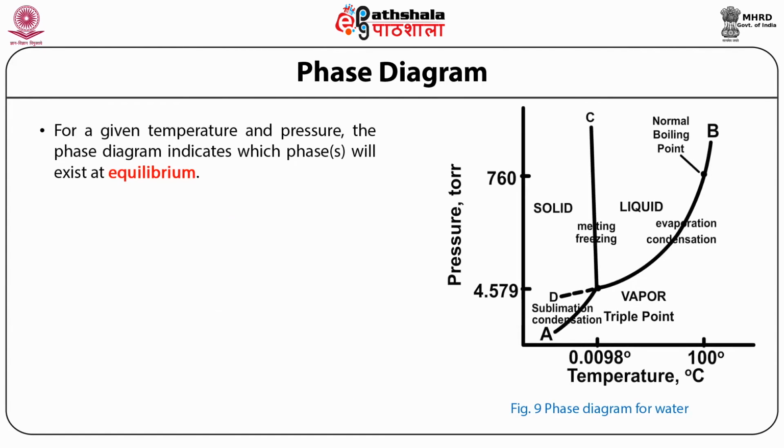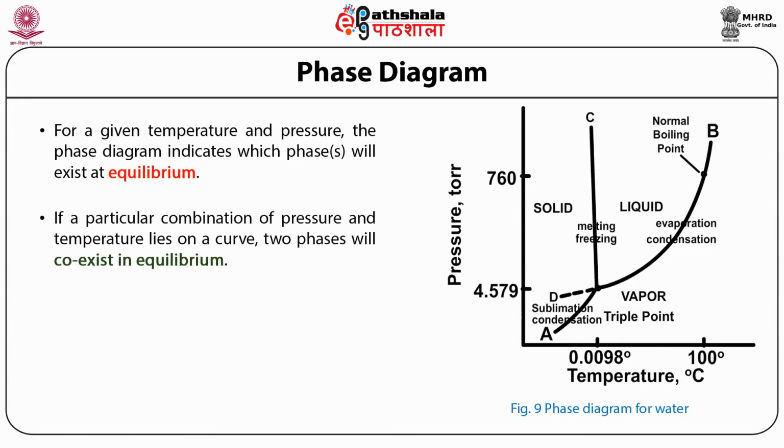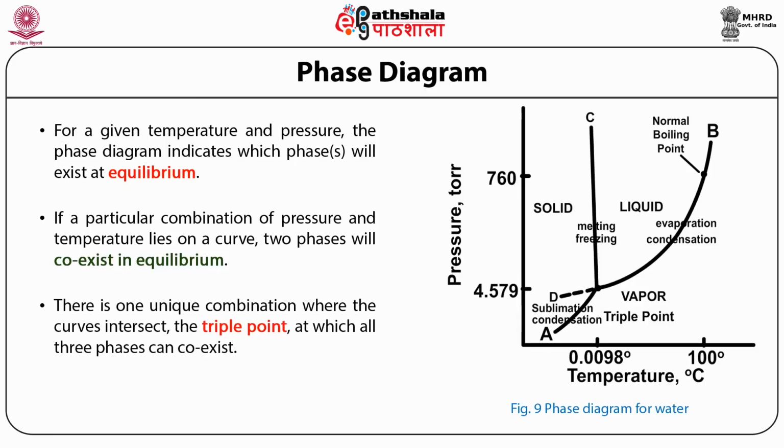For a given temperature and pressure, the phase diagram indicates which phase will exist at equilibrium. If a particular combination of pressure and temperature lies on a curve, two phases will coexist in equilibrium. There is one unique combination where the curves intersect, the triple point, at which all three phases can coexist.